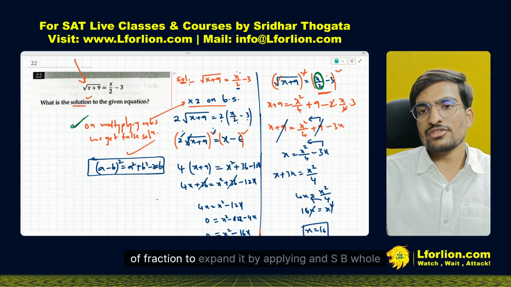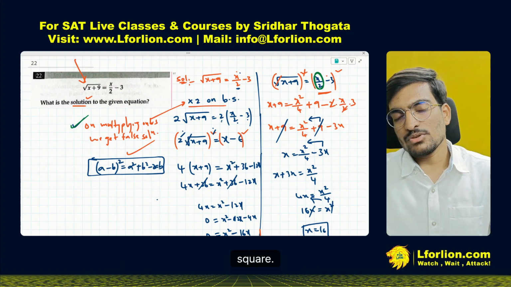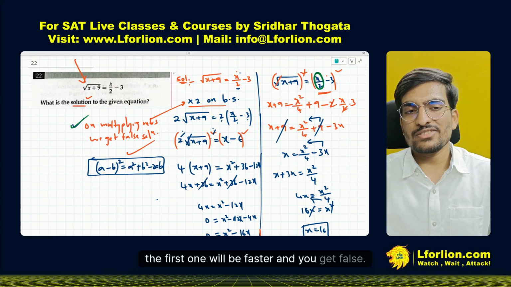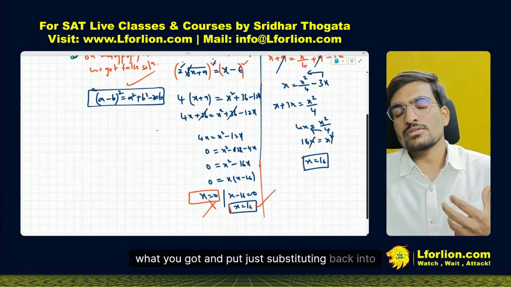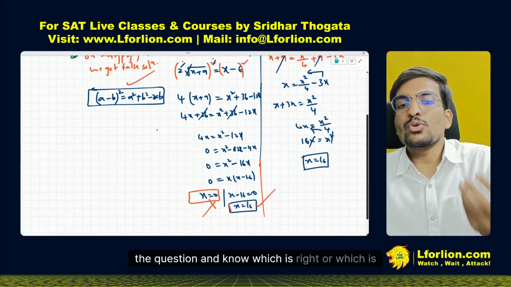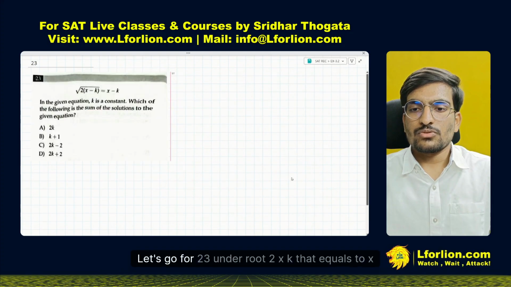This will be a bit faster version with the multiplying, because you don't get this kind of fraction to expand by applying (a minus b) whole square. So the first one will be faster, but you get a false solution. So just take the solutions you got, substitute back into the question, and know which is right or which is wrong. Let's go for 23.